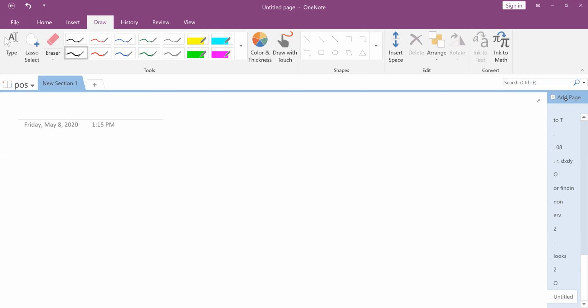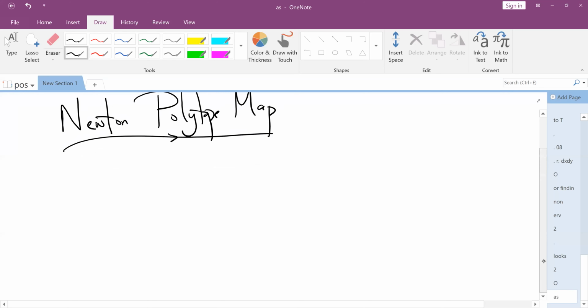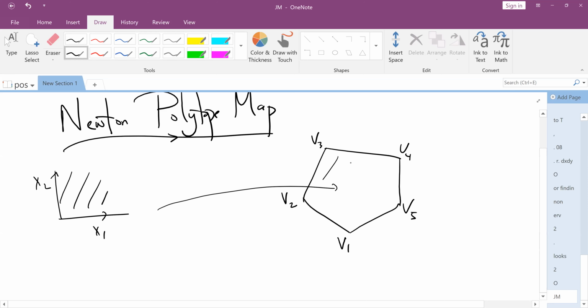And here's the beautiful way that it happens. So the Newton Polytope map, just the name. Here's what you do. Let's say you have your favorite pentagon. So you have some particular pentagon you have in mind, and you want to find a way to map into the pentagon. You want to find a map from the inside of this quadrant into the pentagon.